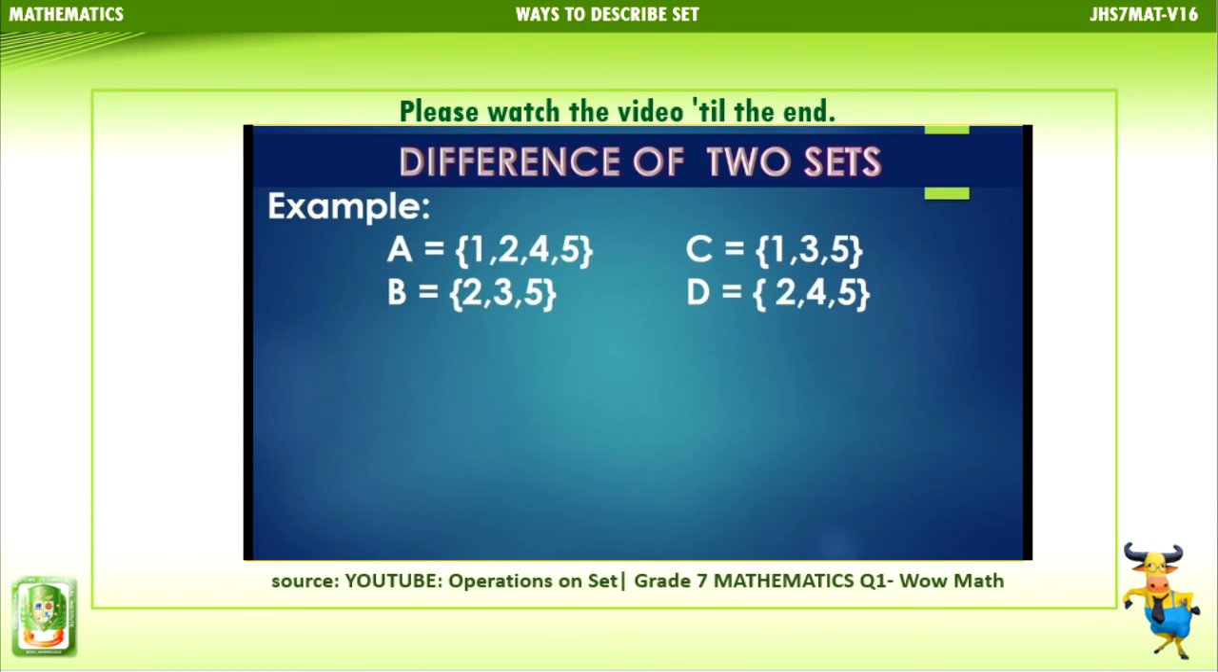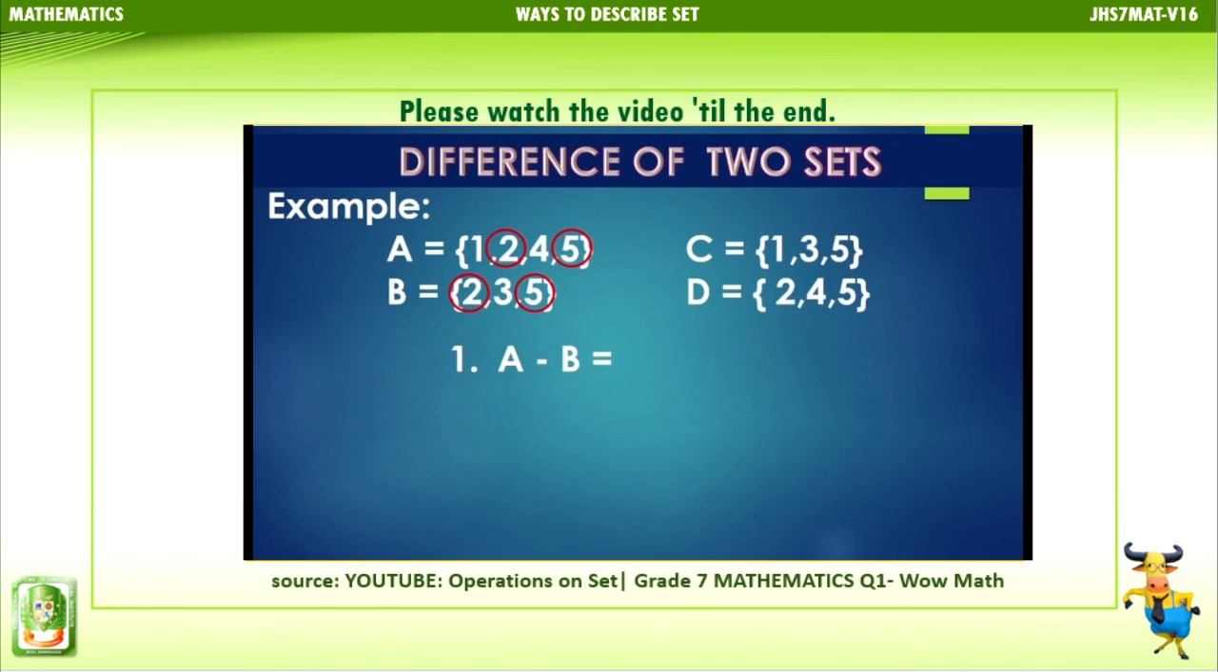Okay, pag sinabing difference, ang ibig sabihin naman nito, kung ano yung nasa set na to, tatanggalin mo siya dun sa babawasan mo. Halimbawa, A minus B. Kung ano yung mga elements ni B na kay A, tatanggalin natin siya from the word difference. So, magbabawas tayo, take away. Okay? So, A minus B, ano yung mga elements ni B na meron kay A? Pareho silang may 2 and 5. So, tatanggalin na natin yon.